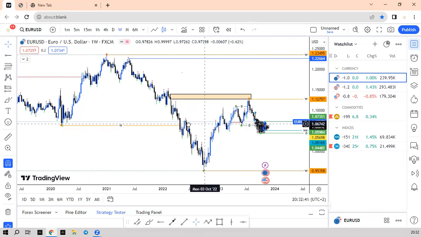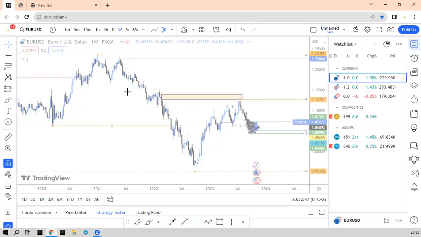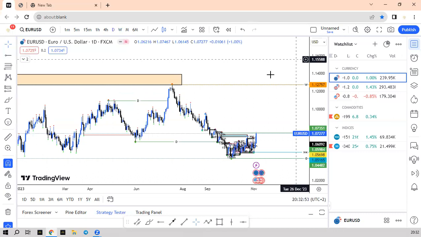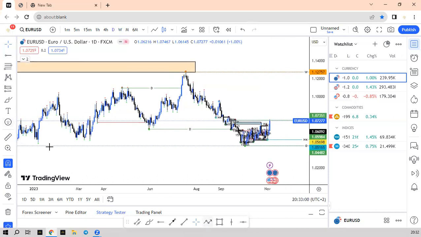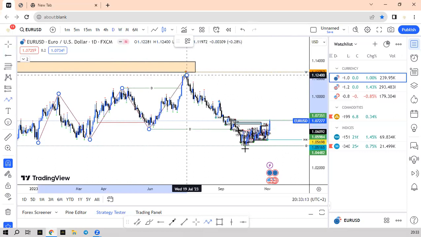Okay, we have a bearish weekly, and let's jump into daily. Daily, we are also bearish. We've just broken structure here. So on daily, we were bullish from here. This was the low, high, low, high, low, high, and we have a break of structure here.